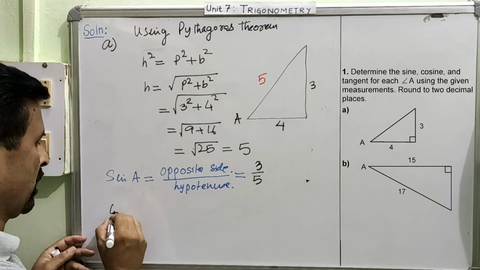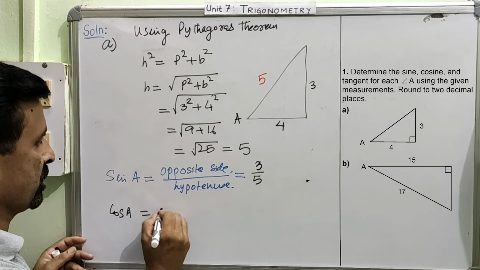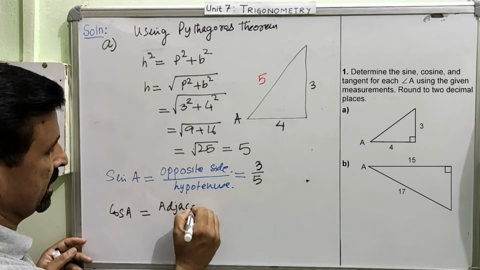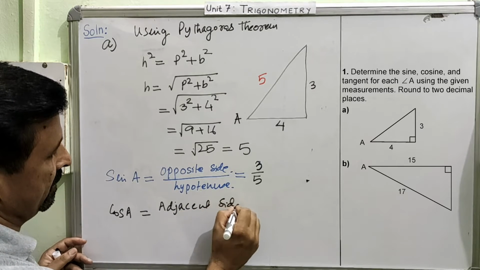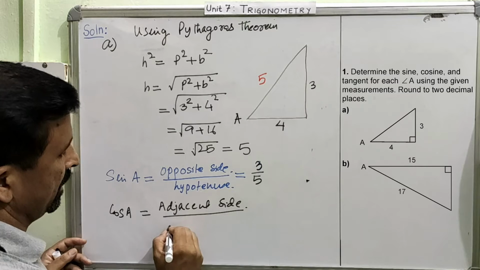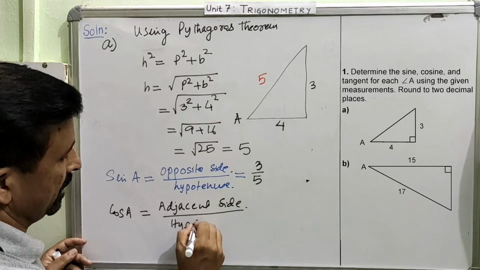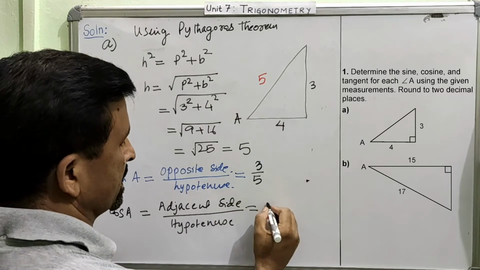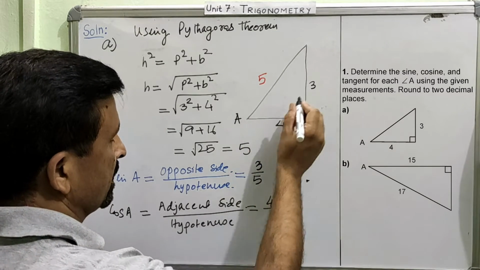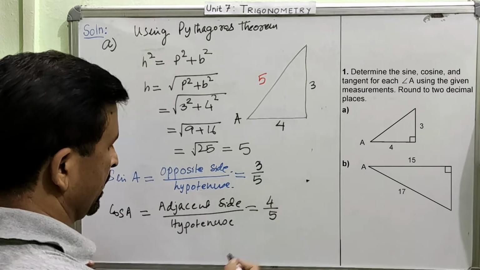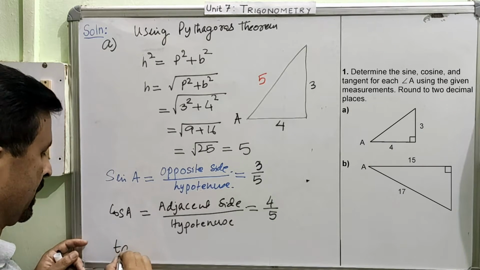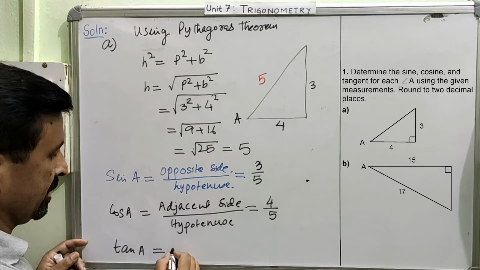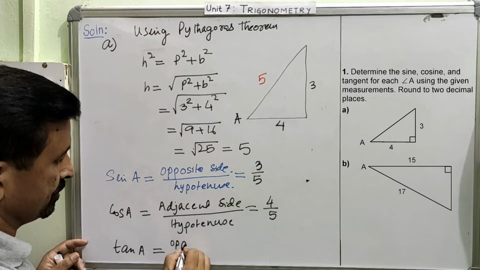Likewise, you have to find cos A. Cos A is equal to the adjacent side divided by the hypotenuse, and from the diagram you can see that the adjacent side is 4 and the hypotenuse is 5. Okay, the last one is tan A. We have to find all three trigonometrical ratios in terms of angle A. So this is the opposite side.